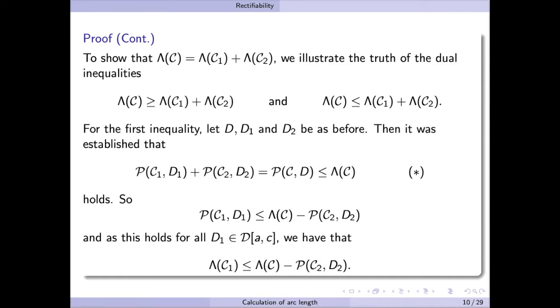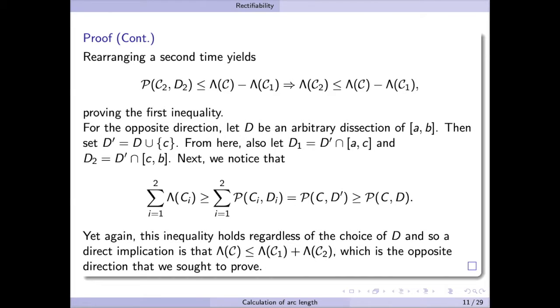Now, P of C1 D1 is less than or equal to lambda of C minus P of C2 D2, and this relation holds for every dissection D1 of the interval AC. So it follows that the supremum of the set P of C1 D1, which equals lambda of C1, is also bounded above by the quantity lambda of C minus P of C2 D2. Now, rearranging a second time, we have that P of C2 D2 is less than or equal to lambda of C minus lambda of C1.